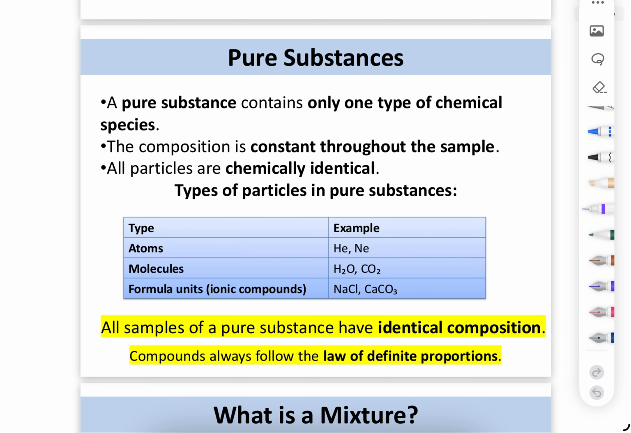In the previous 1.3, we have already discussed the pure substances. Pure substance means only one kind of chemical species is present. Their composition is constant throughout the sample.